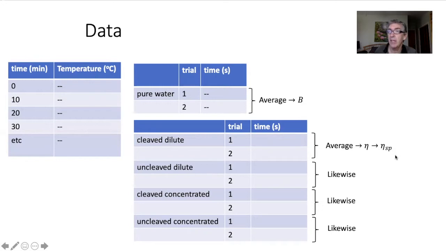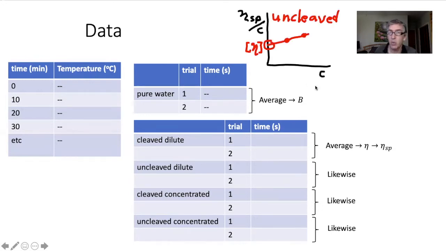How will you plot your data and get the intrinsic viscosity? Simply this way. You'll plot the ratio of specific viscosity to concentration as a function of concentration. First for the uncleaved, 2 data points, extrapolate to 0. That gives you the intrinsic viscosity for the uncleaved. Then likewise for the cleaved. Those then are the data that you need for all the things that you need to determine.